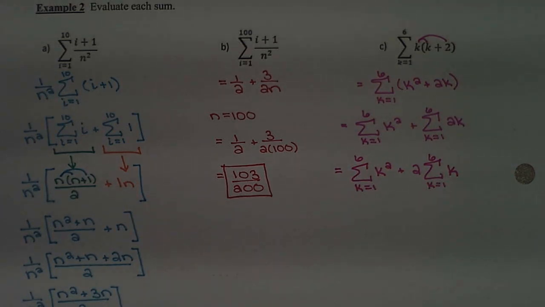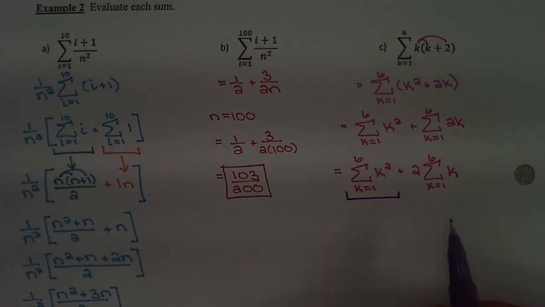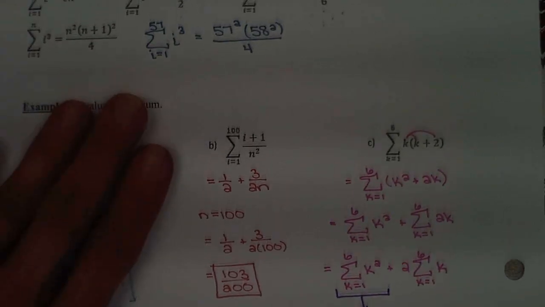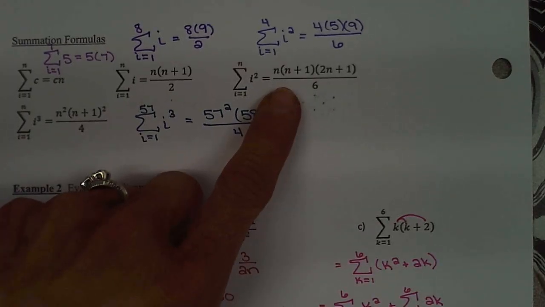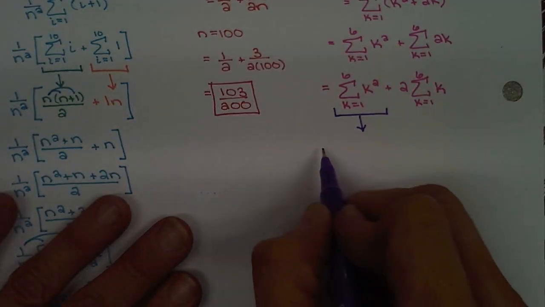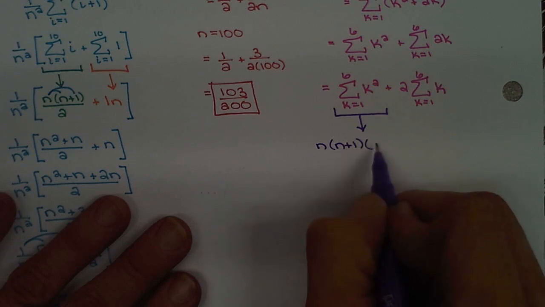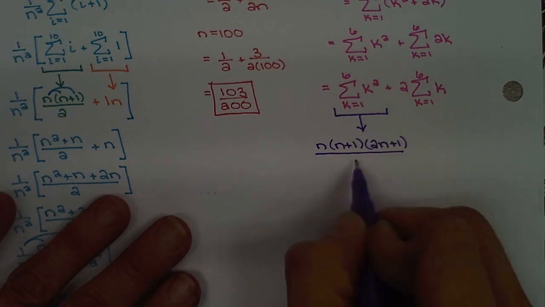So first off, this one here is using that K squared or I squared formula. And if we go back up to the top here, I squared is n times the quantity n plus 1 times the quantity 2n plus 1 all over 6. So it is n times n plus 1 times 2n plus 1 all over 6.